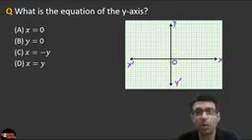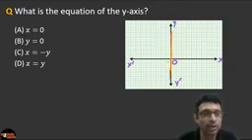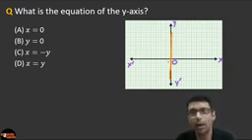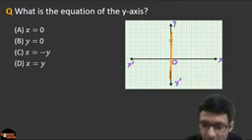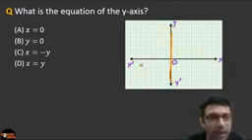So what is the equation of the y-axis? Y-axis means this line, right? So what is the equation going to be? Can you see that on the y-axis, you can have different values of y, right? But what is the value of x? As you move along the y-axis, you can have possible different values of y, but the x value is always fixed, right? Because there's no shift on the x.